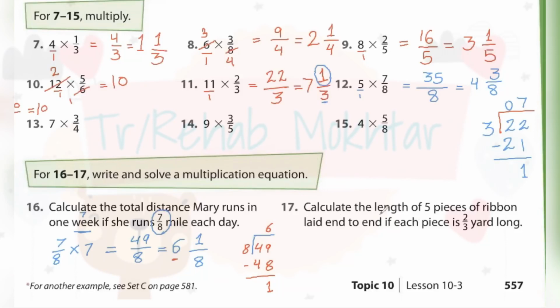Number 17, calculate the length of 5 pieces of ribbon laid end to end if each piece is 2 out of 3 yards long. So I will circle the fraction 2 out of 3 times we have 5 pieces, so I will multiply by 5. 2 times 5 equals 10. And 3 times 1 equals 3. Now convert. How many 3s in 10? 3. 3 times 3 equals 9. 10 minus 9 equals 1 out of the same denominator, which is 3.